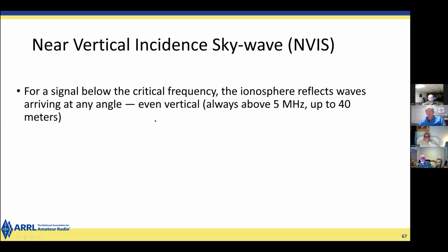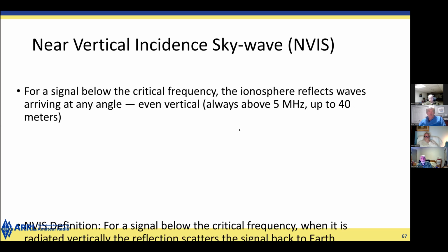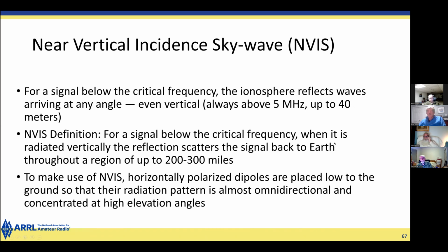But if you have an antenna that radiates primarily upwards, due to NVIS propagation you can get very short distance reflection and scattering back to Earth within a couple hundred miles. So the way you do this is to place a horizontally polarized antenna close to the ground, so that its radiation pattern is primarily upwards and not toward the horizon.